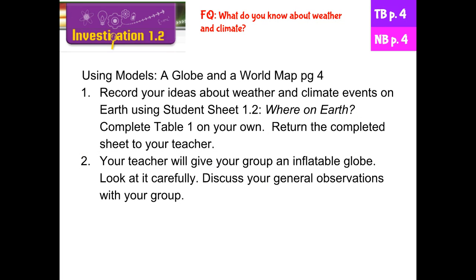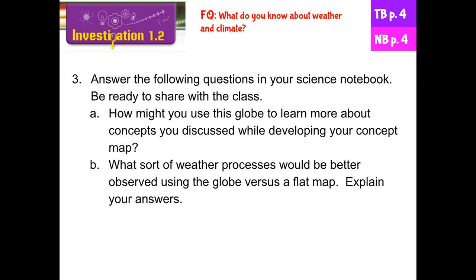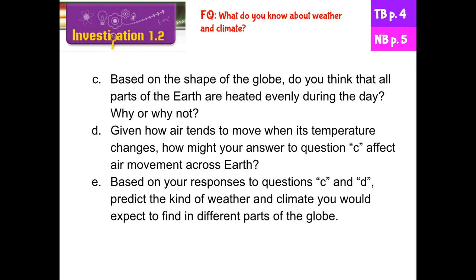So this globe and world map are going to be used to record your ideas about weather and climate events on the student sheet called Where on Earth, and you're going to be completing that on your own. We're going to be using an inflatable globe, looking at that carefully and discussing observations. And you're going to be answering questions in your science notebook for number 3, things about how might a globe be used to learn more about the concepts we're going to be discussing, and what sort of weather processes would be better observed using a globe versus a flat map. So we're going to compare and contrast why you'd use a globe versus a flat map to study weather. There's a few more questions that you need to answer based on the shape of the globe.